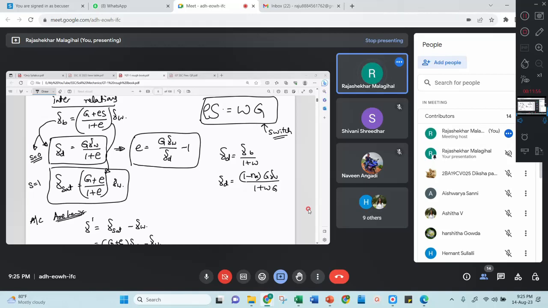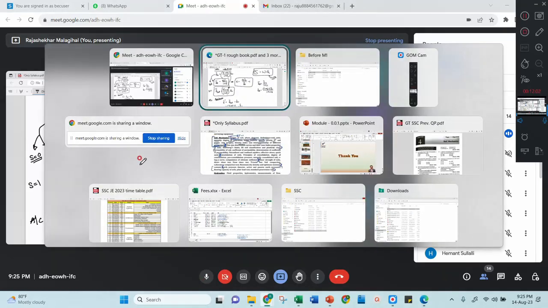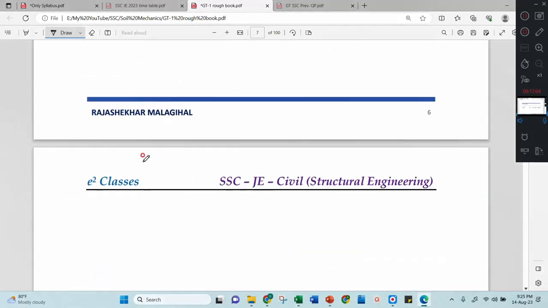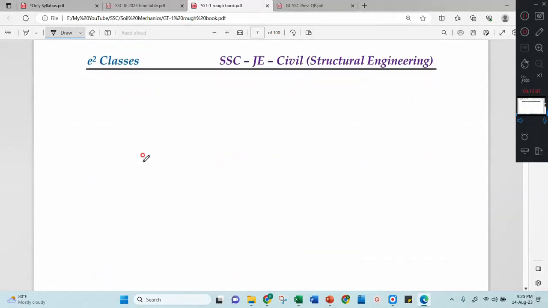No doubt? Okay, next one. Next heading is index properties. First, we'll write properties of soil.